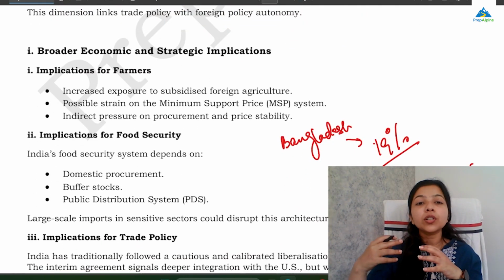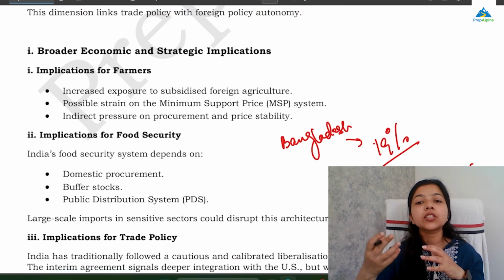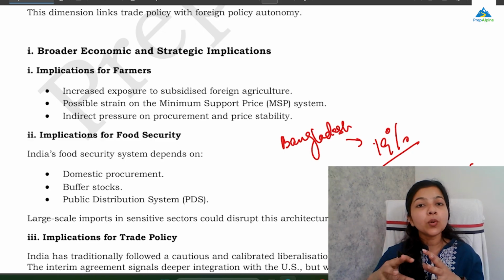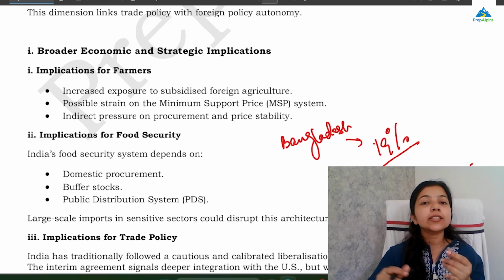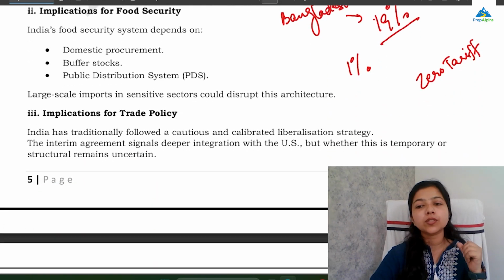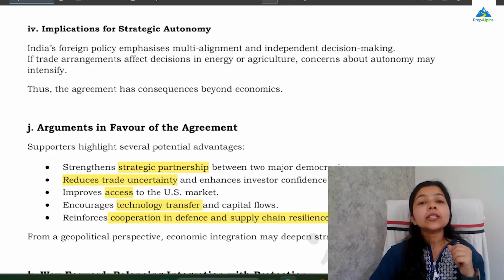And if we talk about broader economic and strategic implications, obviously it will increase the exposure of our farmers to subsidized foreign agriculture. It might impose a strain on the MSP system and it will have an indirect pressure on procurement and price stability. Talking about food security, it can affect our domestic procurement buffer system. It can affect our PDS, that is, our public distribution system. And strategic autonomy it will obviously influence.